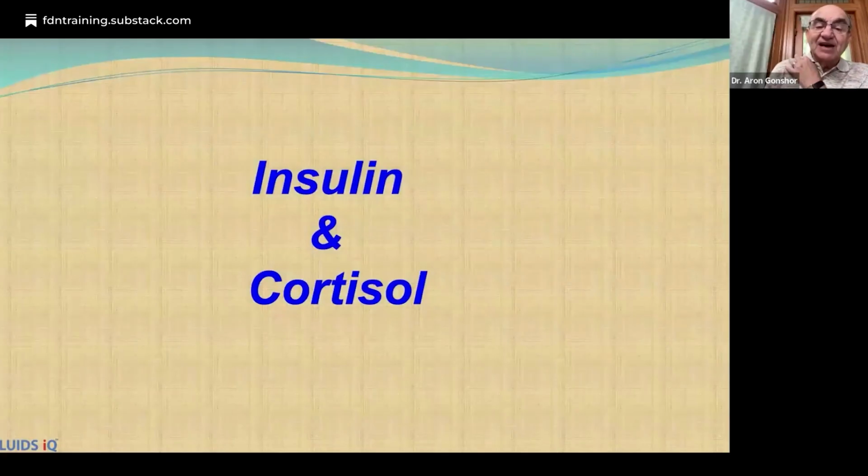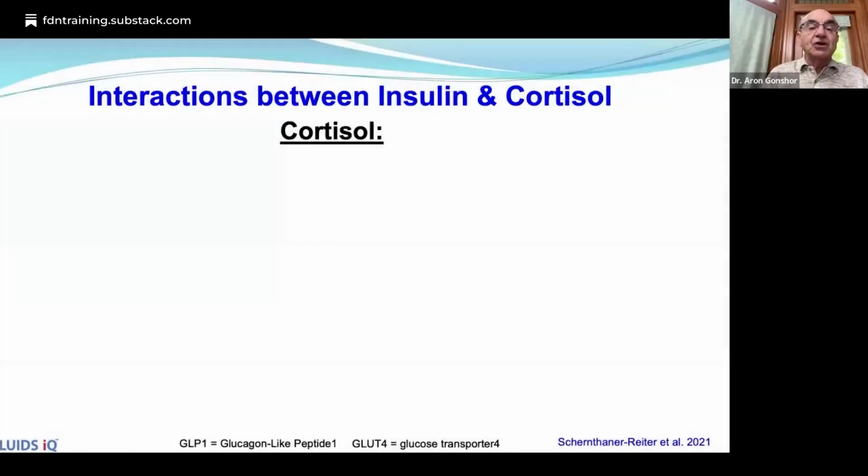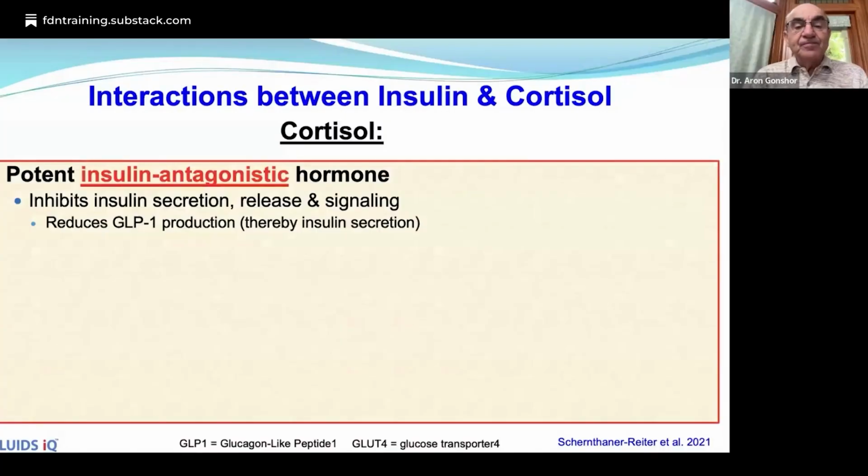Well, having said that about insulin, and I took you on a very, very short tour of insulin, what about the relationship of insulin and cortisol? Well, what you need to know is that cortisol is a potent insulin antagonistic hormone. What does that mean? That cortisol inhibits insulin secretion, its release, and its signaling. In fact, it reduces GLP-1 production.